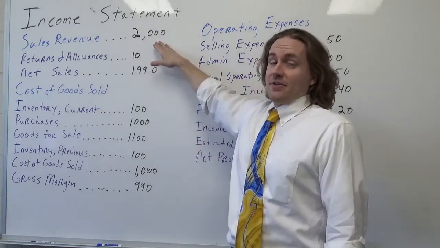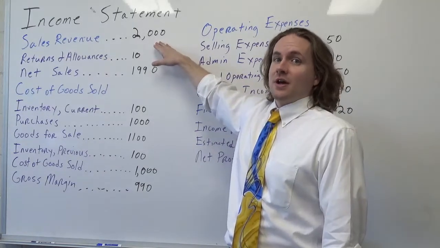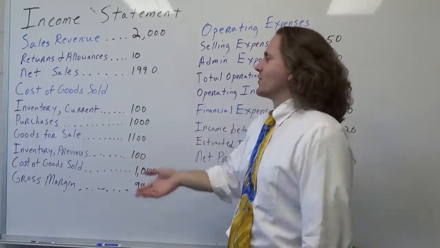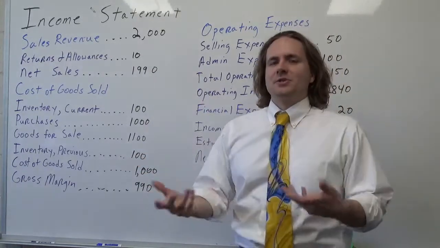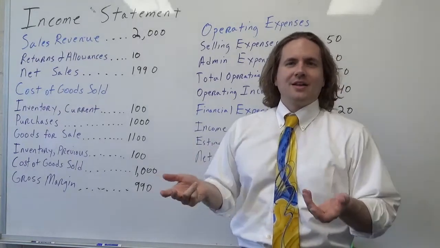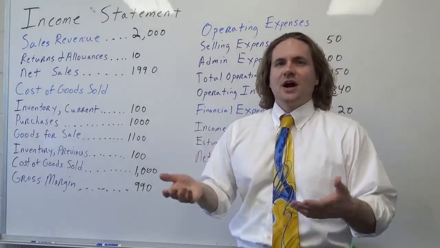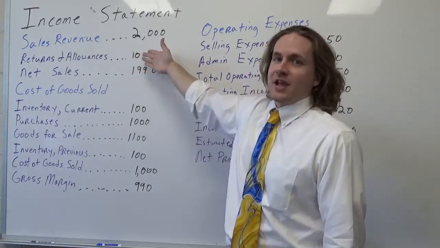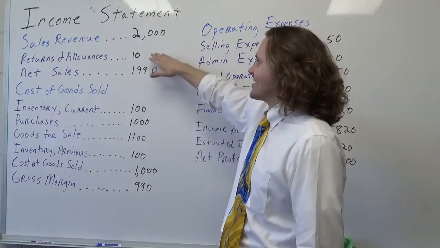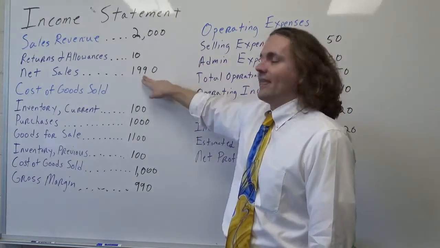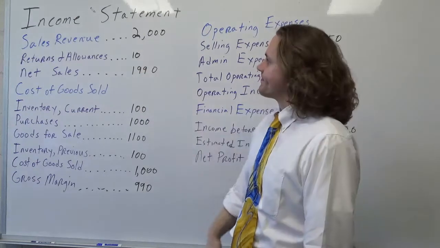Let's say that I have a very small business and I've sold $2,000 for that month. Now let's say people are really happy with what I'm doing, and so I only have $10 in returns and allowances. In other words, people aren't really bringing the stuff back to me. You think about like Costco, and a lot of people bring back goods to Costco. Well, that takes away from their total sales revenue. In this particular example, well, people aren't really bringing a lot of stuff back, so it's just $10. And so you subtract the $10 from the $2,000, and that gives you your net sales.